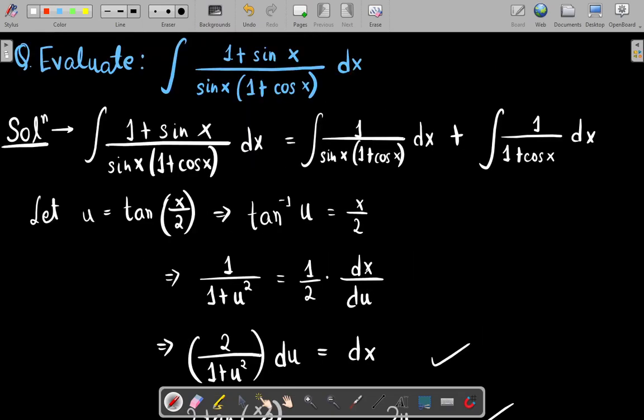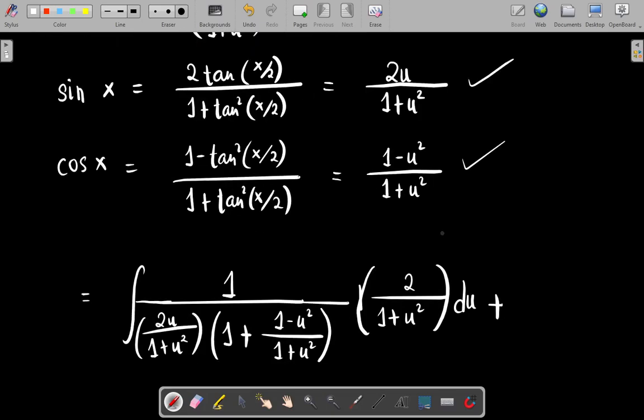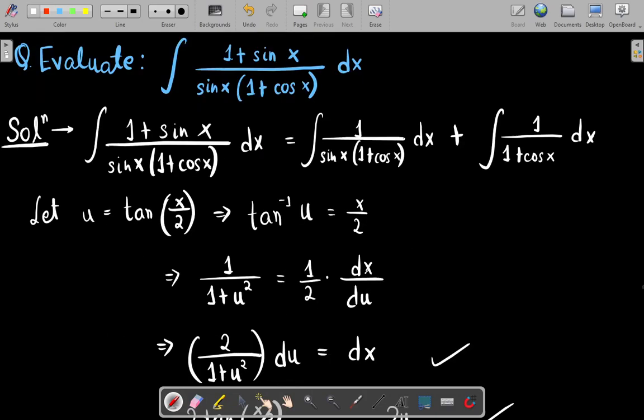And for the second integral, we can just write 1 plus cos x as 2 cos square x by 2, right? Since 1 plus cos 2x is 2 cos square x.